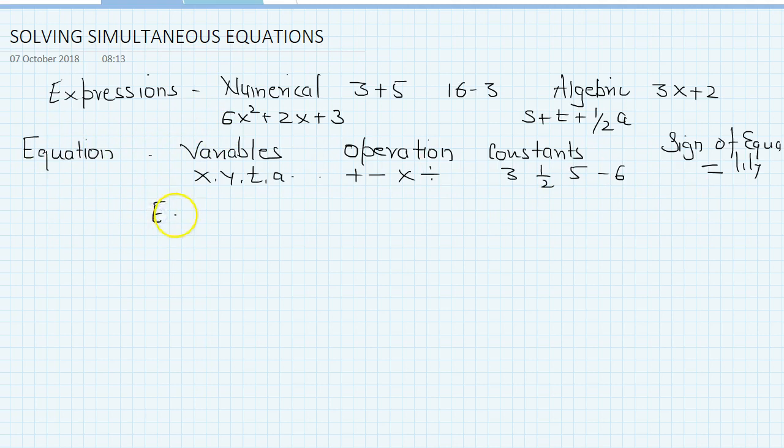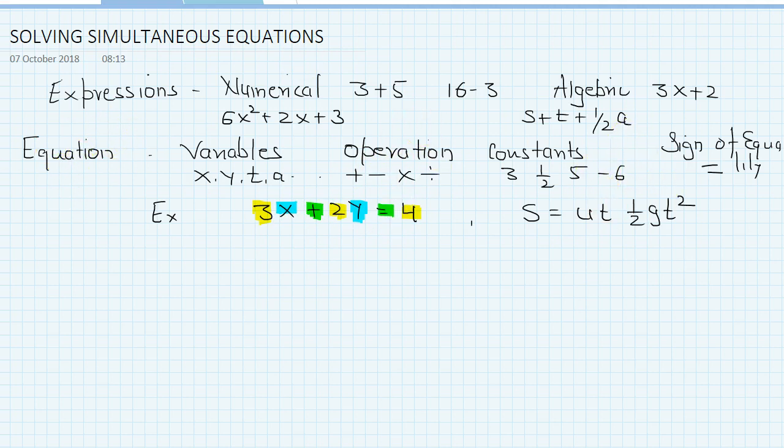For example, 3x plus 2y is equal to 4, s is equal to ut plus half gt square, something like this. So these are the constants. These are the variables. This is the operation, and this is the sign of equality.